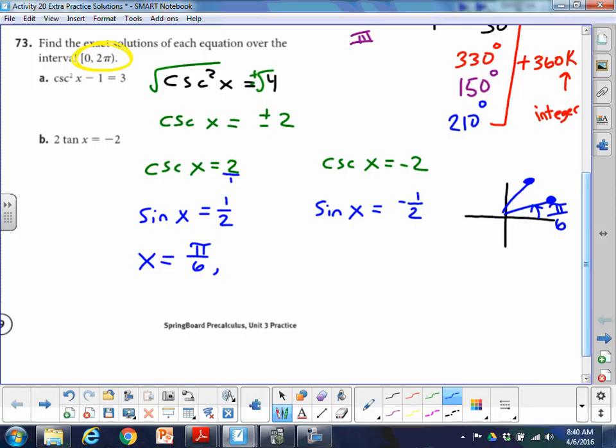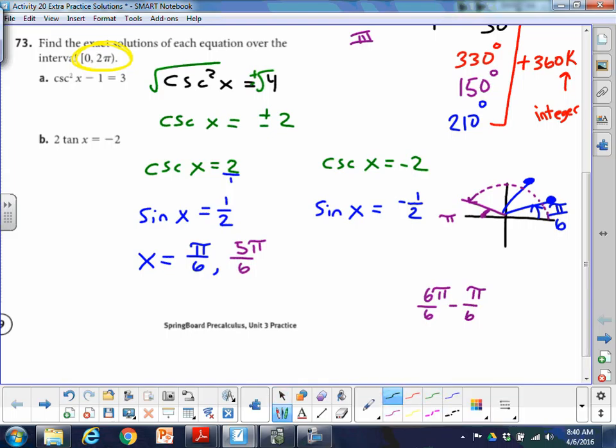Okay, where else is sine positive 1/2? In quadrant 2. Y values are positive in quadrant 2. If that's pi over 6, I think we are pi over 6 short of a full pi. Think of this 180 right here as actually 6 pi over 6. And if we're pi over 6 short, we are left with 5 pi over 6. Okay, so those are the two solutions for the positive portion.